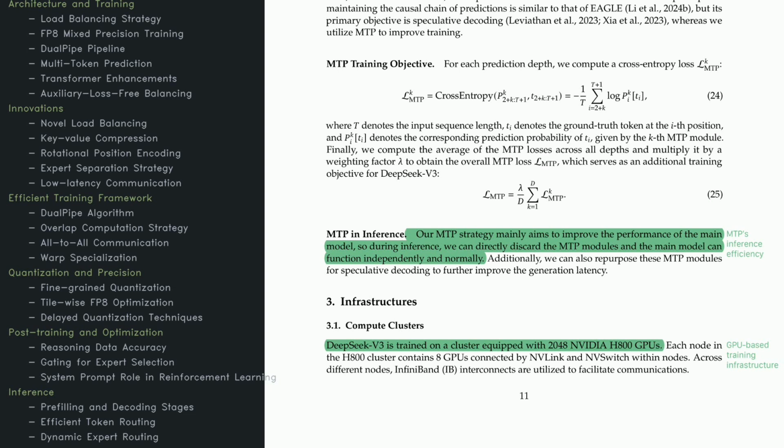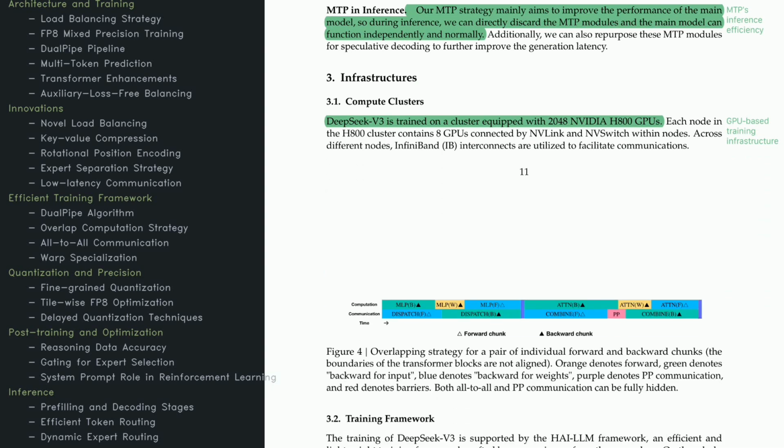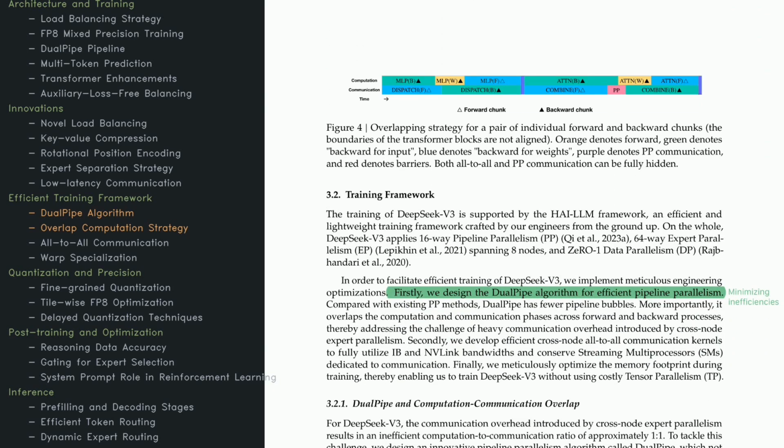Next, the paper shifts to the hardware setup. DeepSeek V3 is trained on 2048 NVIDIA H800 GPUs, grouped into nodes connected by NVLink and NVSwitch, plus InfiniBand for cross-node data exchange. It's all about pushing throughput in a distributed training environment. Now we look at the HAI LLM platform used to train DeepSeek V3. It's designed to optimize data flow and pipeline management.